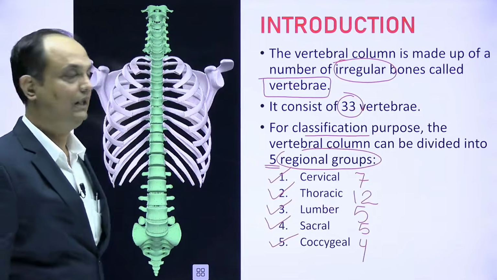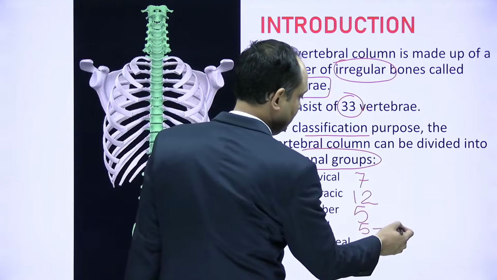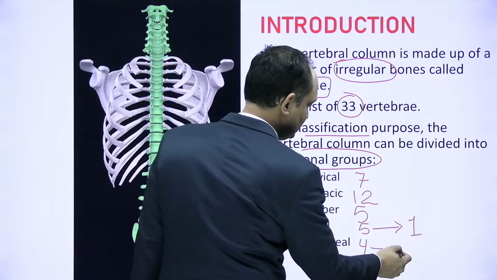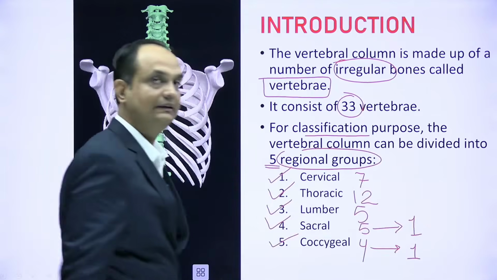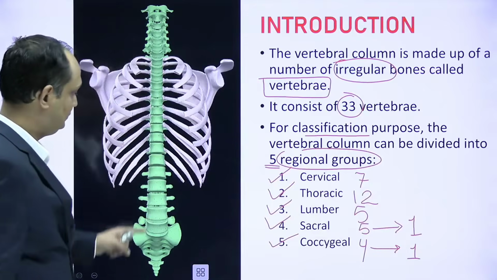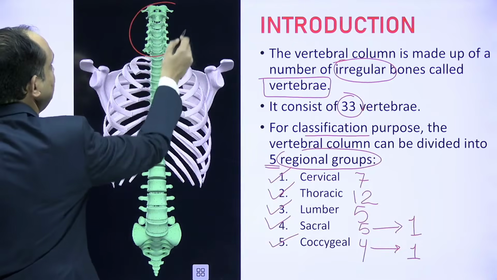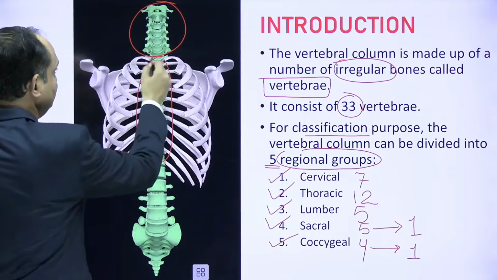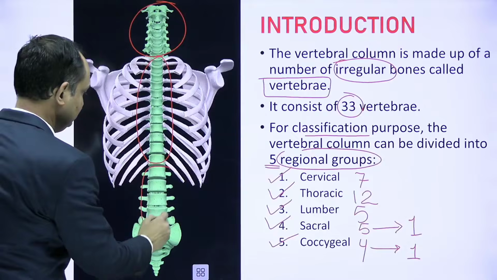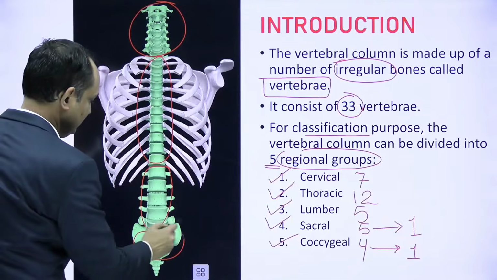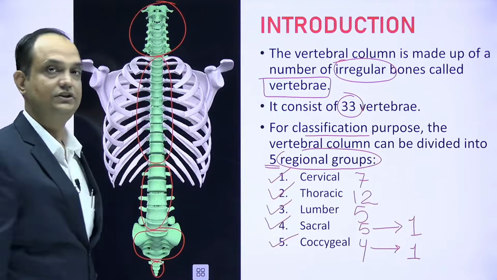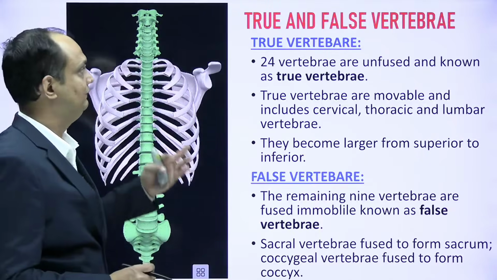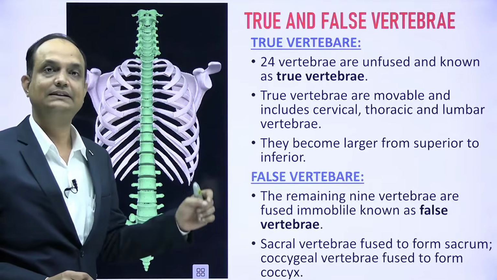But later on, these 5 sacral vertebrae join together to form a single sacrum, while these 4 coccygeal vertebrae join and form a single coccyx. Now in this diagram you can see that the uppermost area is known as the cervical region, then you will have the thoracic area where you have the thoracic vertebrae, then we have the lumbar vertebrae, sacral vertebrae and lastly the coccygeal vertebrae.